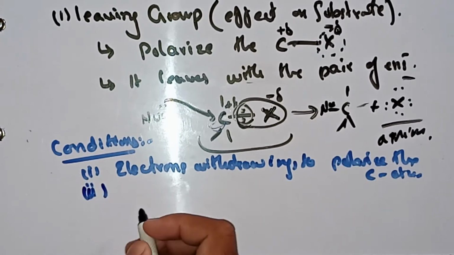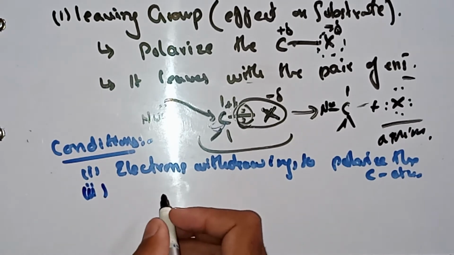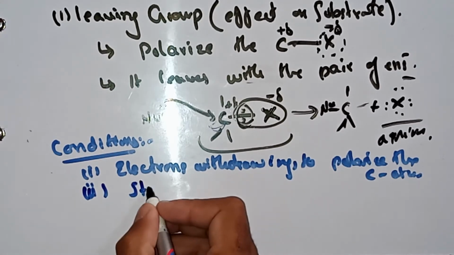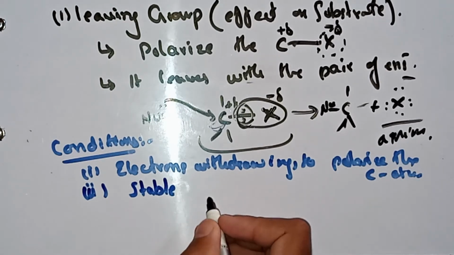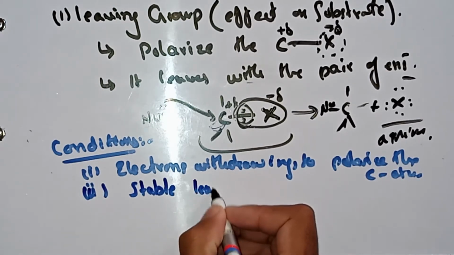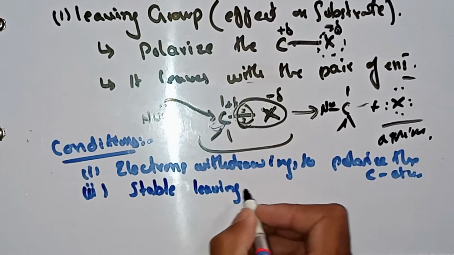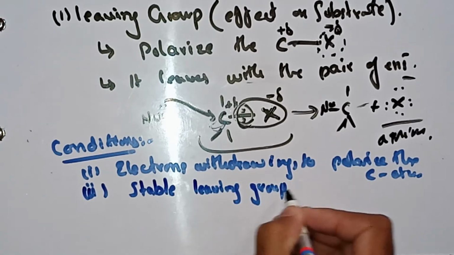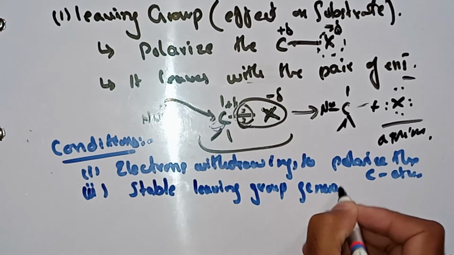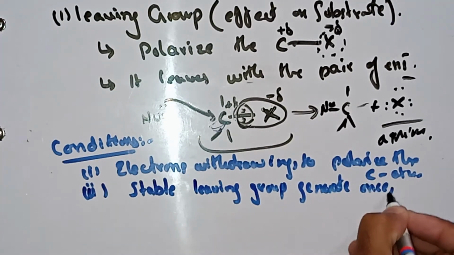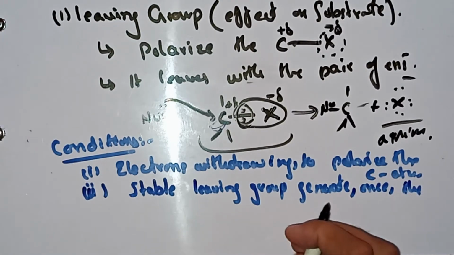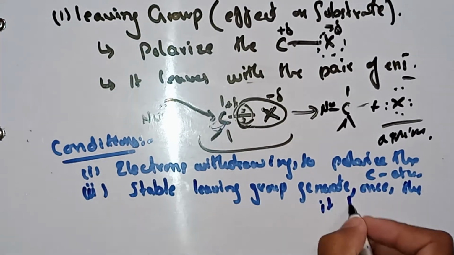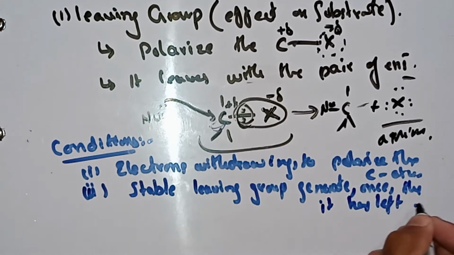The second condition is that the leaving group will be a stable leaving group. A stable leaving group is generated once it has left.